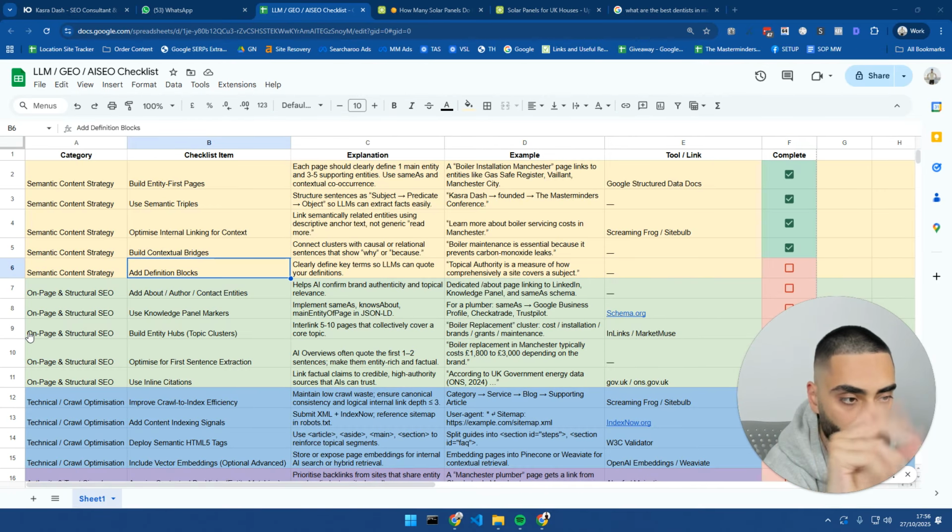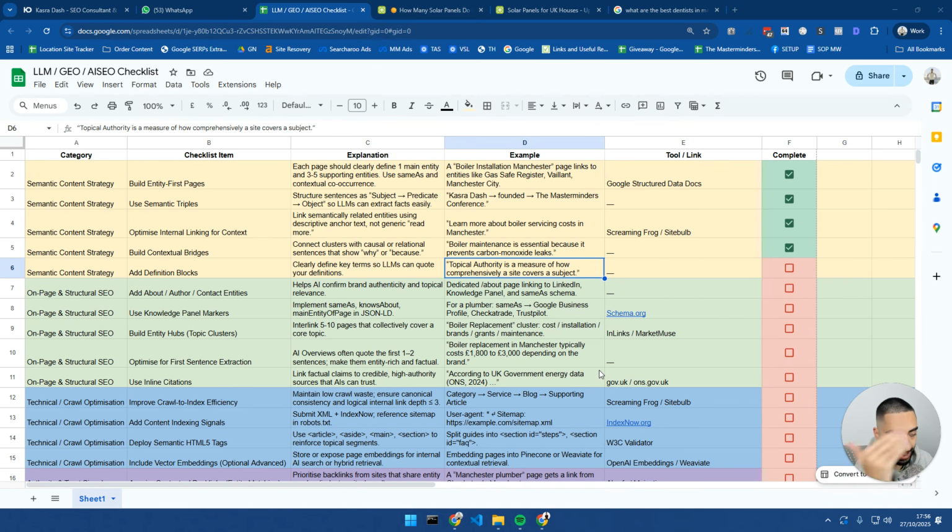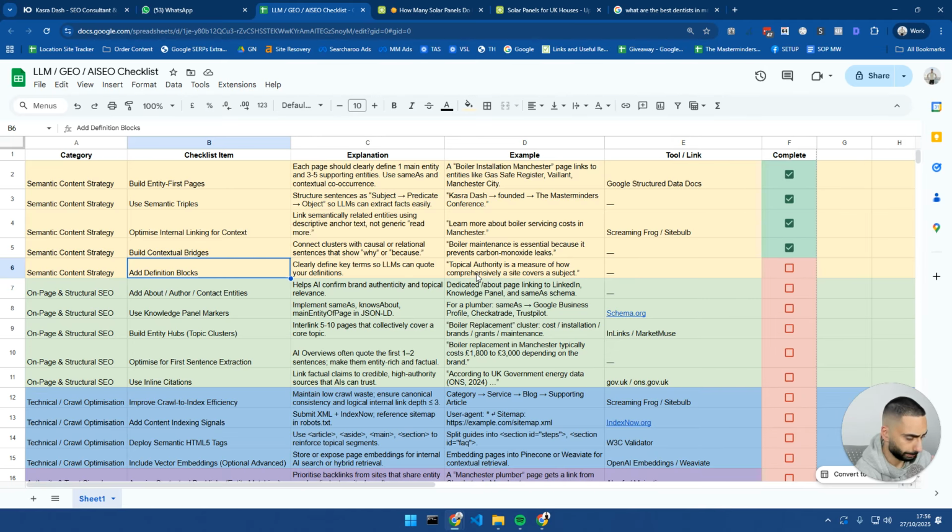The last thing that we're going to talk about in the content strategy is making certain that we are clearly defining key terms so LLMs can quote your definitions. Now, in some cases, you might talk about, for example, topical authority. You need to realize that you should treat all LLMs, AI, as a child almost. So if you're talking about a very advanced topic, you almost want to break it down, and the best way to do this is by having a definition block or a quote section on your web page.